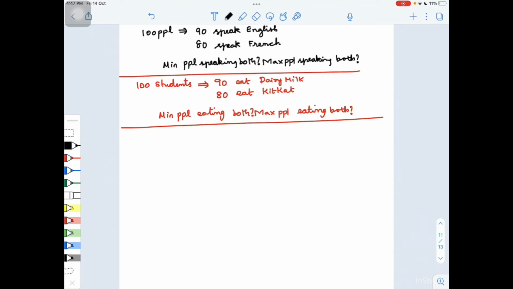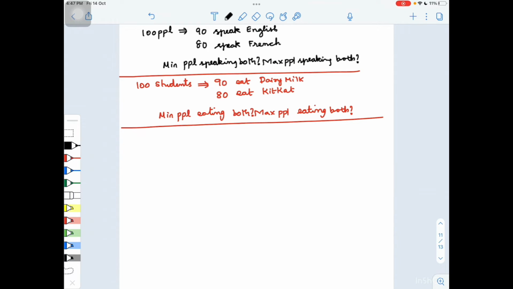The same problem can be equivalently converted into a chocolate problem. 100 students are there, out of which 90 students are eating Dairy Milk, 80 students are eating Kit Kat. What is the minimum number of people who are eating both the chocolates? And what is the maximum number of people eating both the chocolates? So I can convert this into this problem.